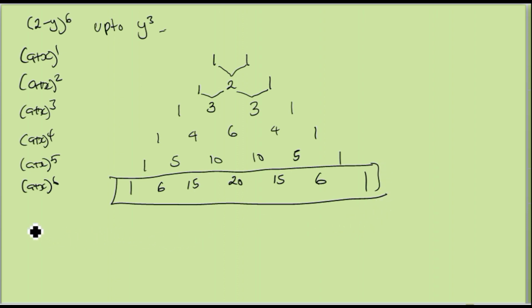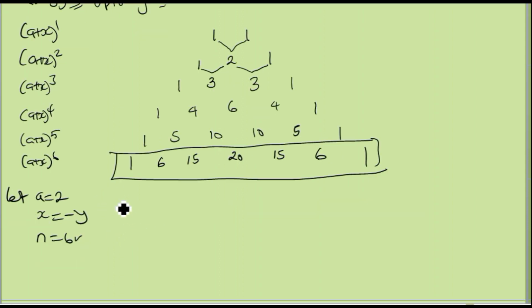Now from our question, let a equal 2 and x equal negative y, and then n equals 6. Our n is the exponent, the power. Okay, let's now use the same to expand this one.